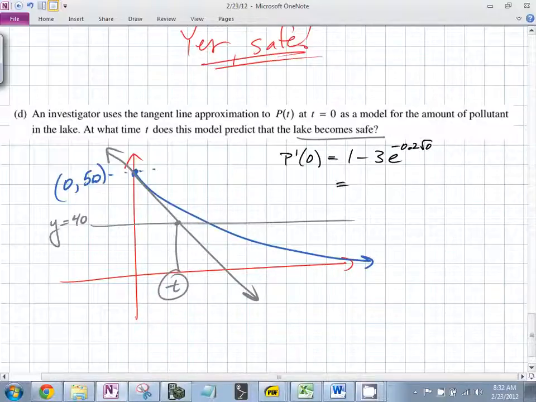So that's going to be 1 minus 3e to the 0, so that's going to be negative what? 2. Close. Negative 2. You got that? So that term will become negative 3. You're correct, yes. So what's the equation of this line? y minus 50 is equal to negative 2 times x minus 0.